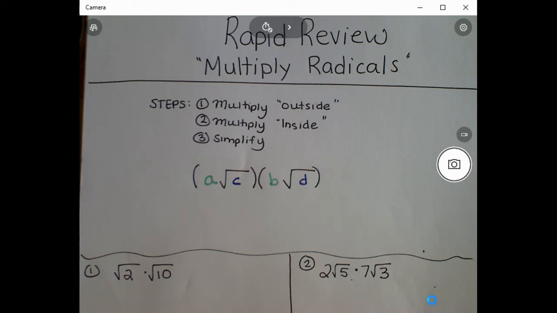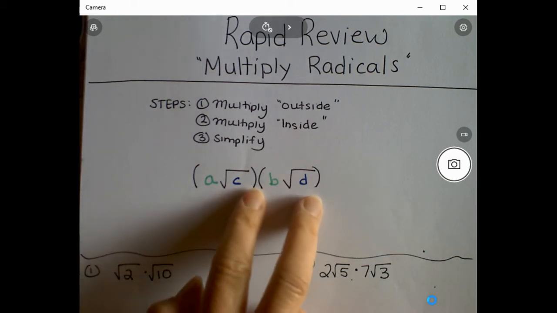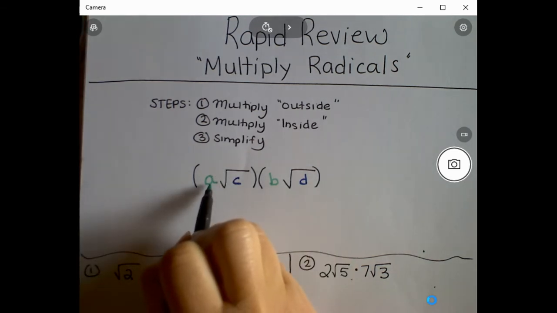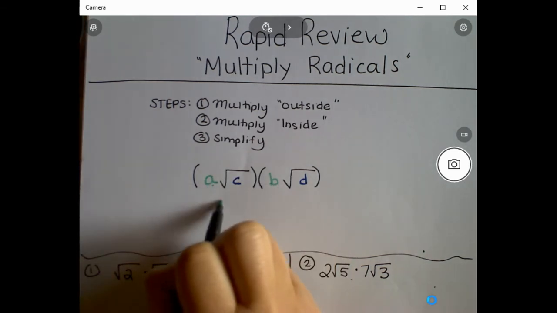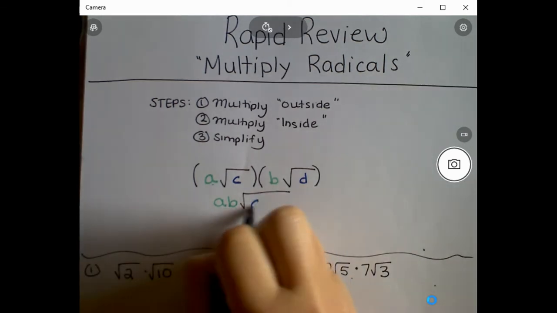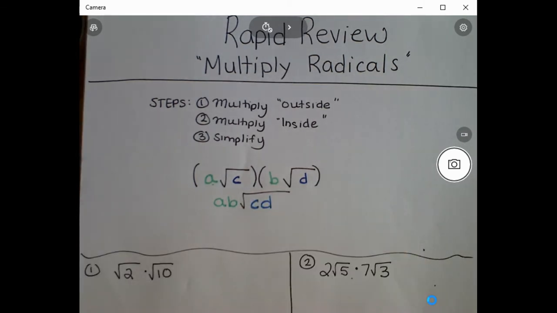All right, so the steps are really simple. You're going to multiply the outside numbers, you're going to multiply the inside numbers, and then you're going to simplify the expression. So here in general terms, in variables, we're going to multiply the number outside the radical, a times b. And then we have our radical, and then we're going to multiply the numbers inside, c times d. All right, that's how it works. So now let's look at some examples.